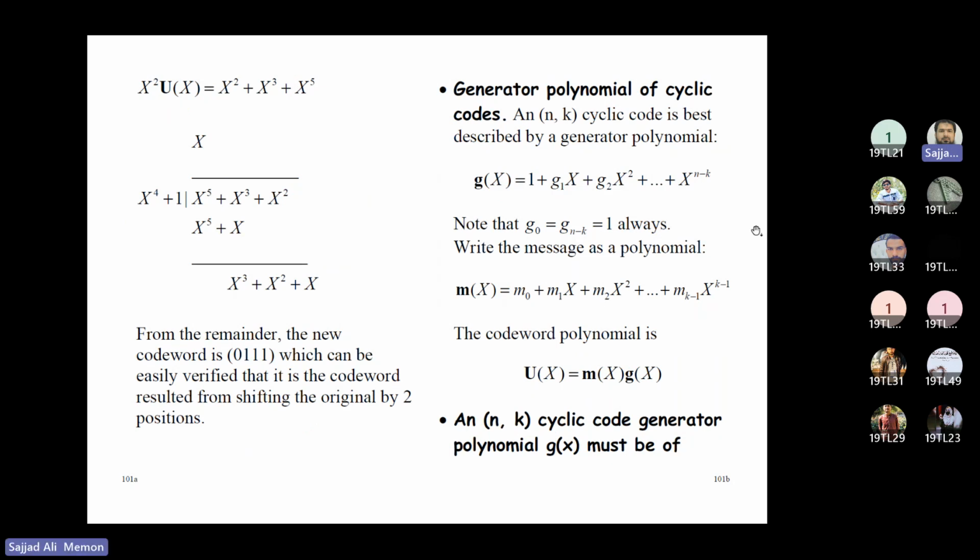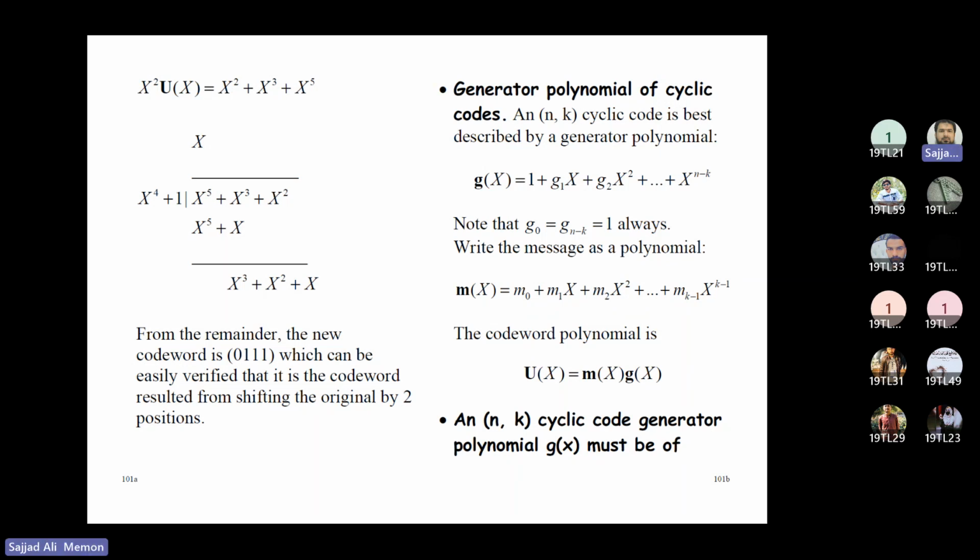The generator polynomial of an (n,k) cyclic code is best described by a generator polynomial g(x) = 1 + g1 x + g2 x^2 + ... + x^(n-k). Note that g0 and g(n-k) are always equal to 1. Then write the message as a polynomial m(x) = m0 + m1 x + m2 x^2 + ... + m(k-1) x^(k-1). The code word polynomial will be the multiplication of these two: u(x) = m(x) g(x).